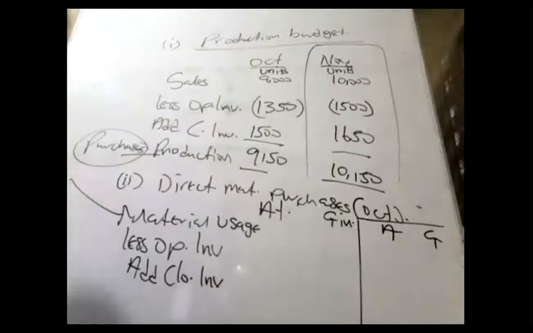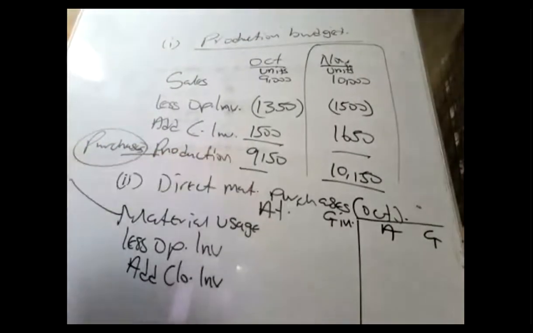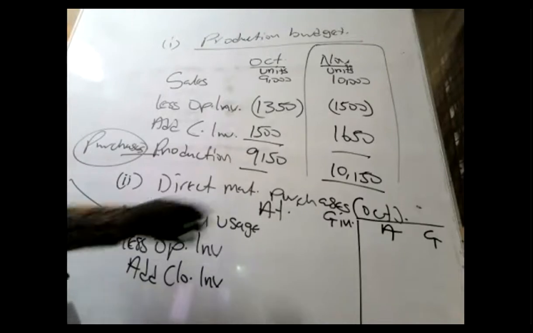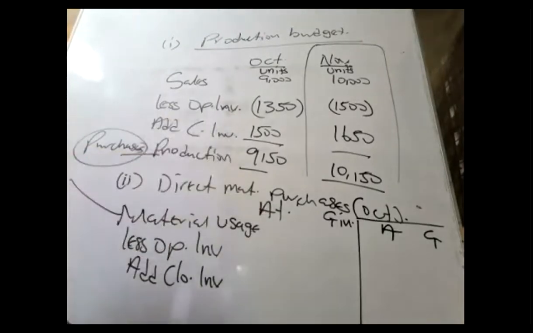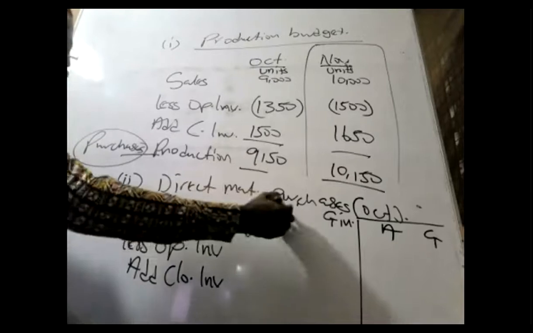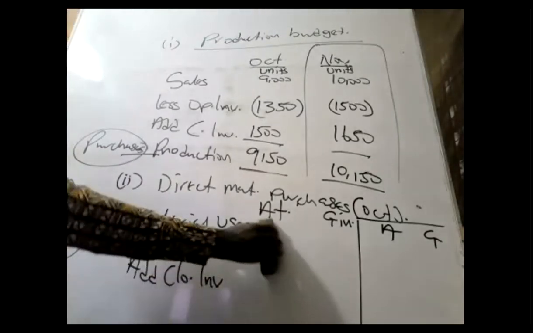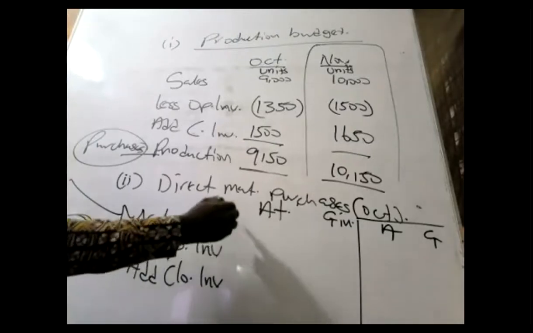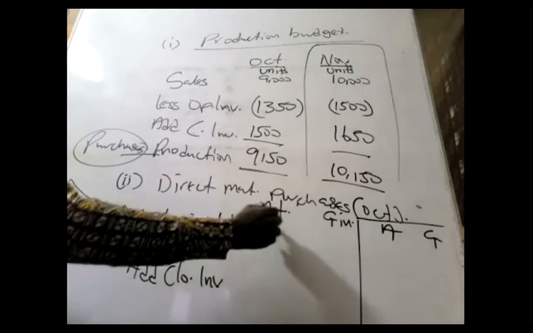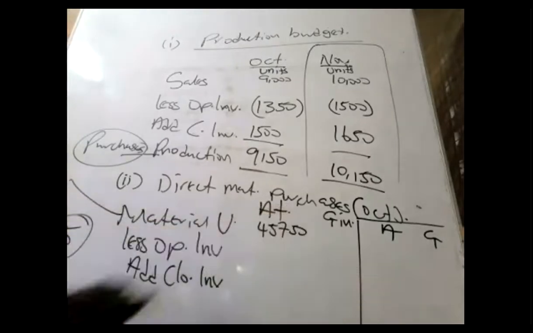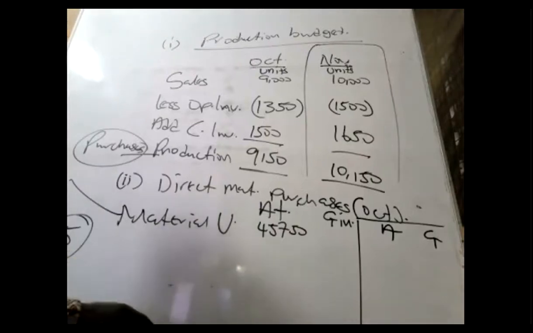Okay. So if the production requirement for the month of October is 9,150, what will be the total production need for atadi? Each unit requires 5 kilos of atadi, and now they are going to produce 9,150. What will be the total production need? Good. So the total material usage for atadi should give us 45,750. How do we get this 45,750?